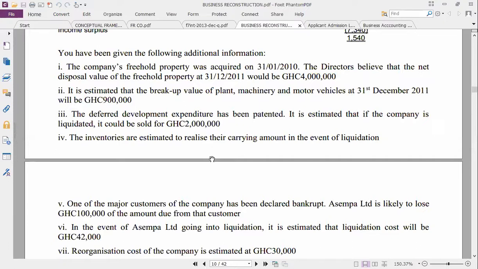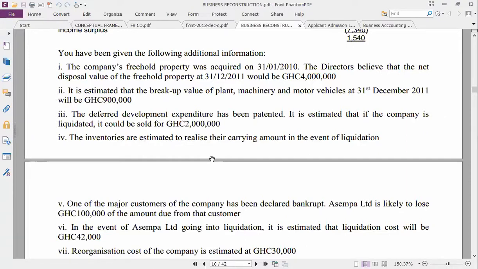The company's freehold property was acquired on 31st January 2010. The directors believe that the net disposal value of the freehold property at 31st of December 2011 will be 4 million. Okay, so they have given us only the liquidated value. If there's no fair value, no value in use, then we have no option but to use the liquidated value. That's the last option available.